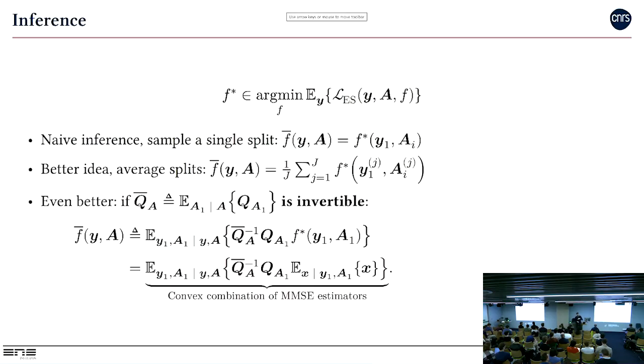And if I want to go even further, I can analyze the structure of this multiple splitting strategy. And if I know this matrix QA1 and I can compute this expectation, the best I can do at inference time is this expression over here, which can be shown to be a convex combination of the MMSE estimators for the different splits, which is a good idea. In practice, it's hard to compute this QA1 matrix, so what I recommend is just averaging over splits, which is relatively easy to implement.